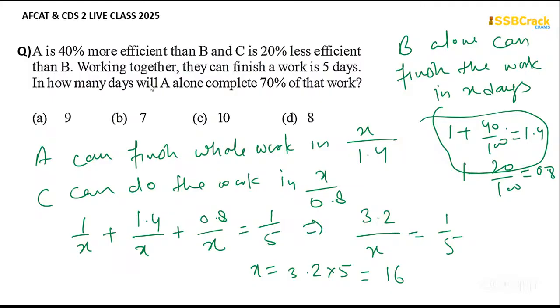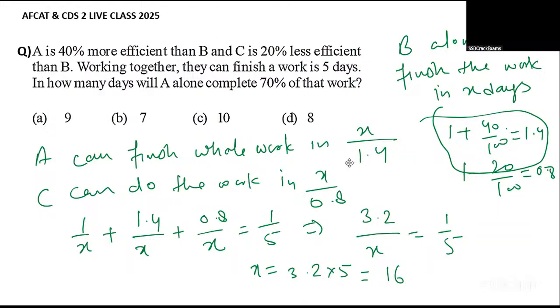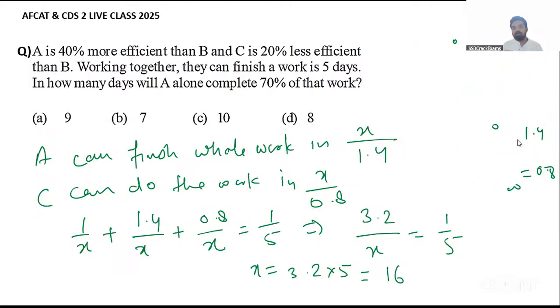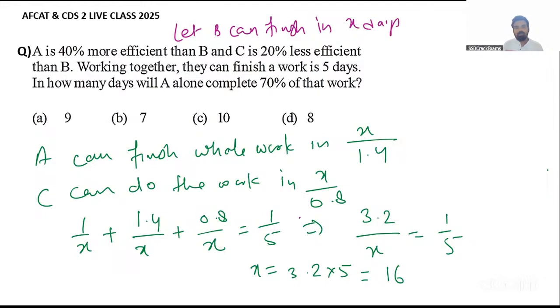And we need to find the time taken by A to complete the work. So A will complete the work in 16 upon 1.4. Let me erase this, and I will write it here. Let P finish in X days. Now we need to find the time taken by A to finish 70% of the work.